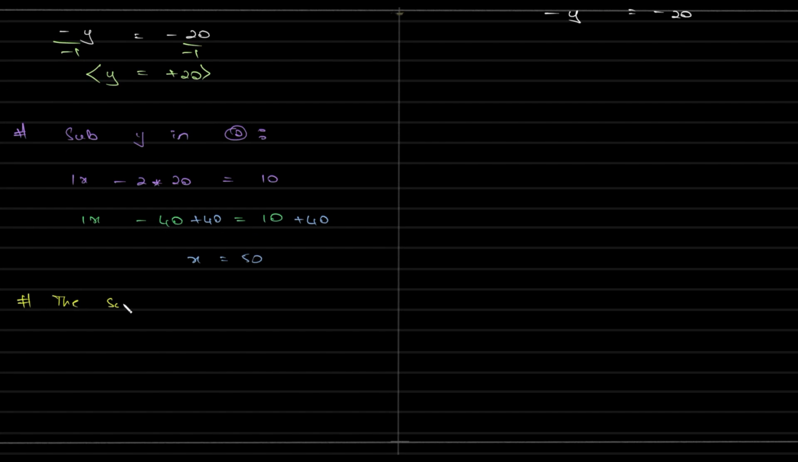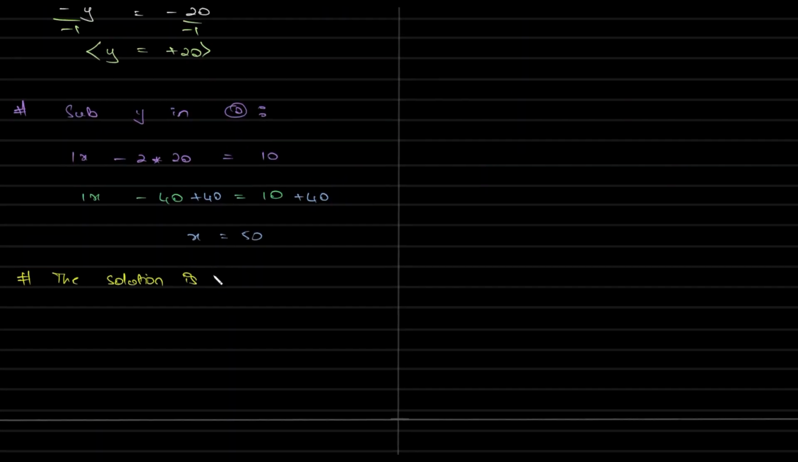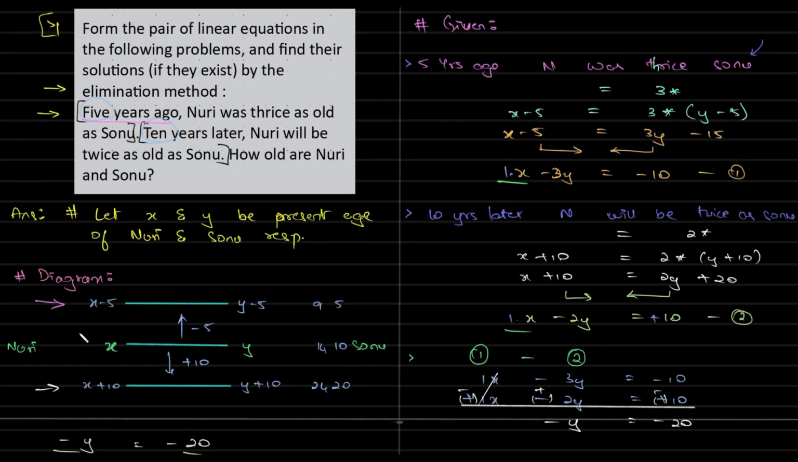The solution is, actually you need not write that. Anyway, you need to write this statement: Neeru is 50 years and Sonu is 20 years. Okay, so people who want to have a look at the answer can pause it now.